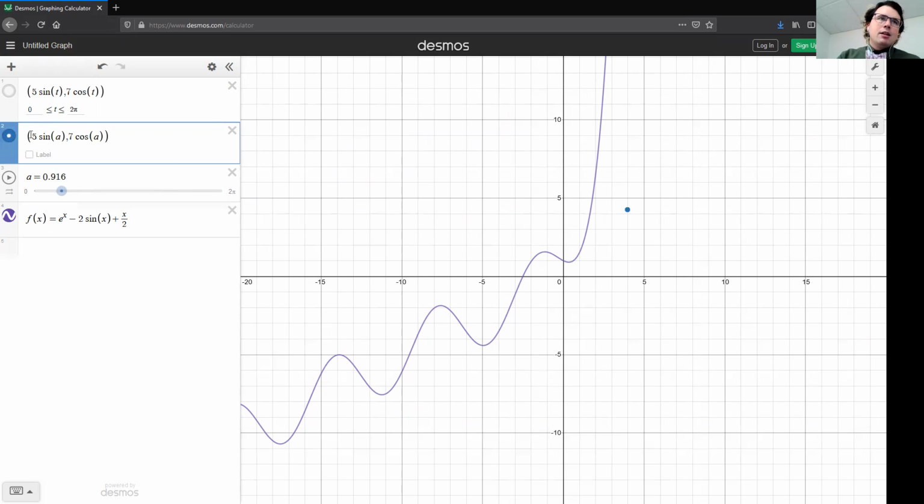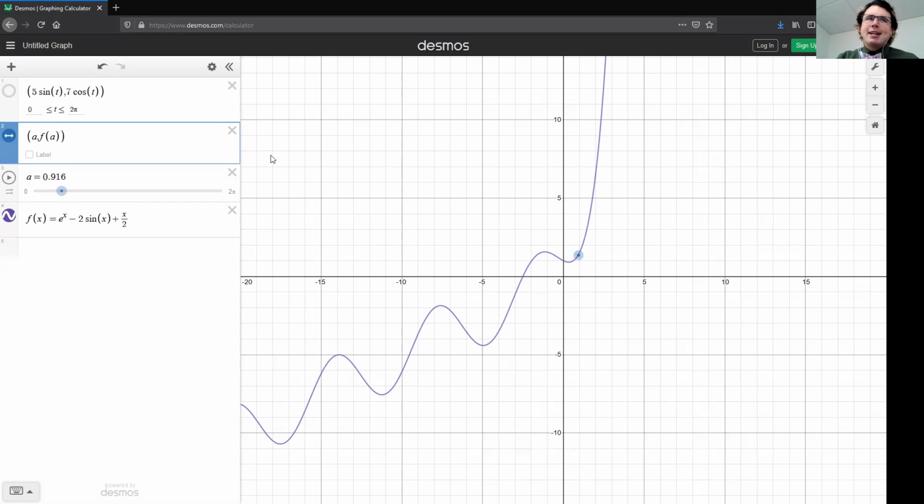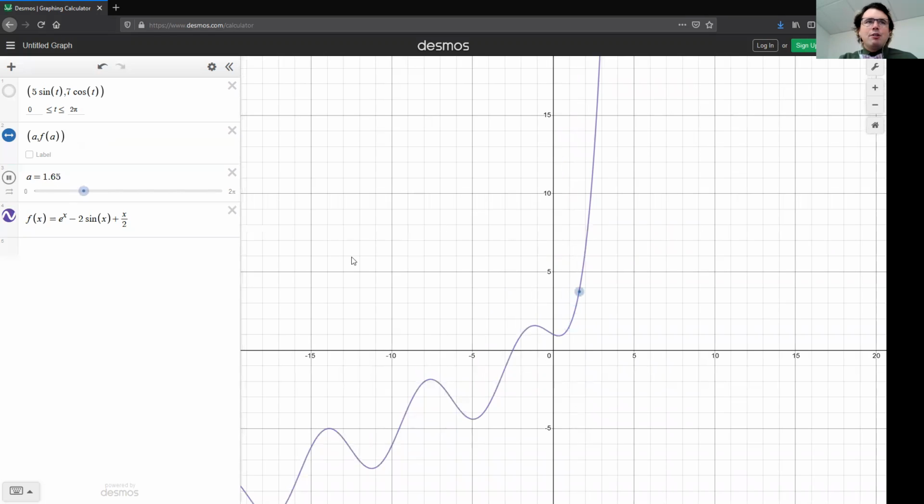Well, whatever value I pick for x, let's just say that's a right now, then my y coordinate needs to match the formula of my function at that same coordinate. So here is my movable point. And now it is staying along this curve. I've told it to go between x equals 0 and x equals 2 times pi.